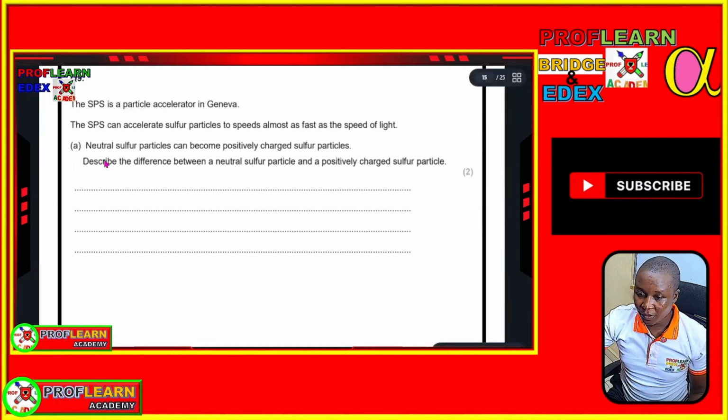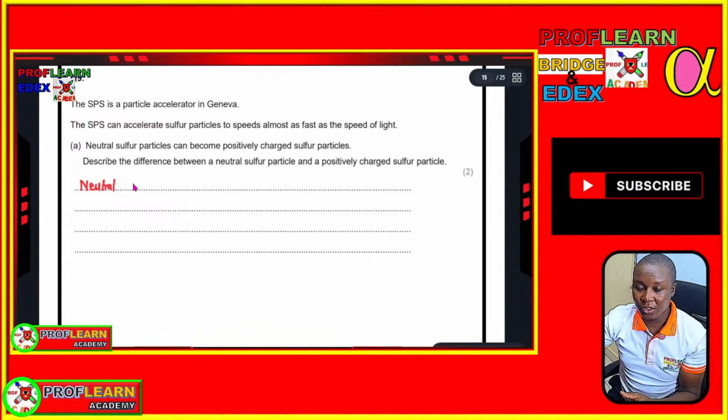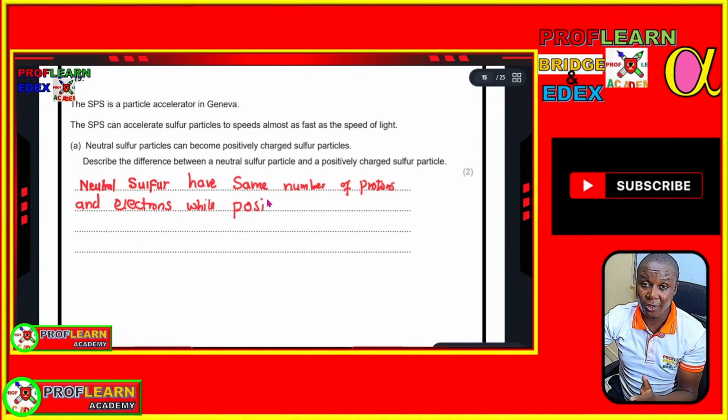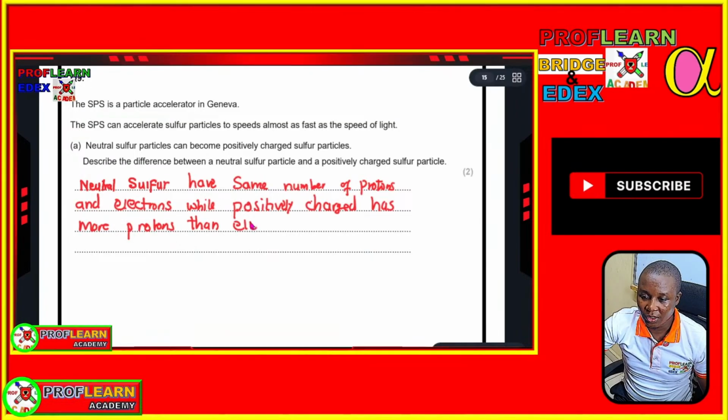All right, moving further, we're supposed to describe the difference between neutral sulfur particles and positively charged sulfur particles. A neutral atom has an equal number of electrons and protons, but a charged one has an imbalance. A positively charged atom has fewer electrons. So when electrons have been transferred or lost, that atom becomes positively charged.